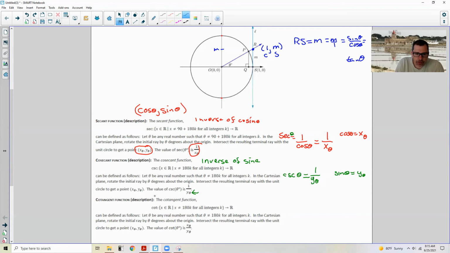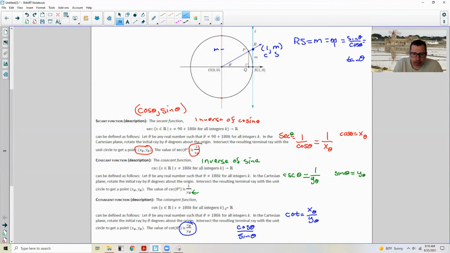Cotangent. Cotangent is the set of all x values in the set of reals such that x cannot equal 180k for all integers k. Notice it has the same restriction on the domain as the cosecant does because it is x theta over y theta. So if cotangent equals x sub theta over y sub theta, well, that is cosine theta over sine theta, isn't it?